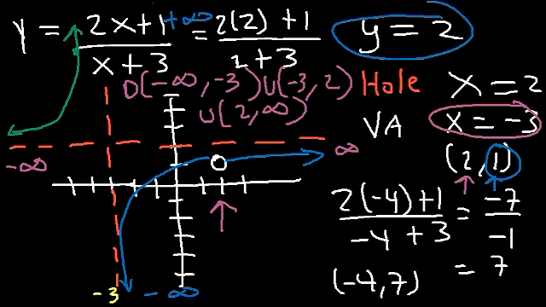So therefore, the range is going to be negative infinity to 1, which is the y coordinate of the hole, union 1 to 2, where 2 is the horizontal asymptote, union 2 to infinity.